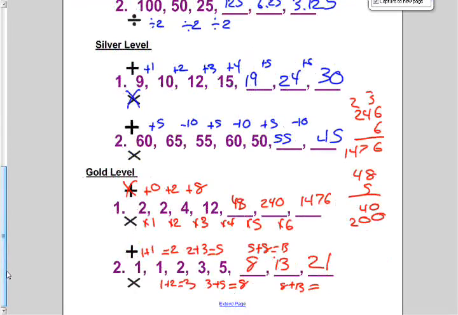Silver level, you can see here that multiplication did not work, so I crossed it out. I showed what happened each time, plus 1, plus 2, plus 3, plus 4, plus 5, plus 6. My next numbers are 19, 24, and 30. Okay, this next one, I added 5, subtracted 10, added 5, subtracted 10. My next terms are 55 and 45.